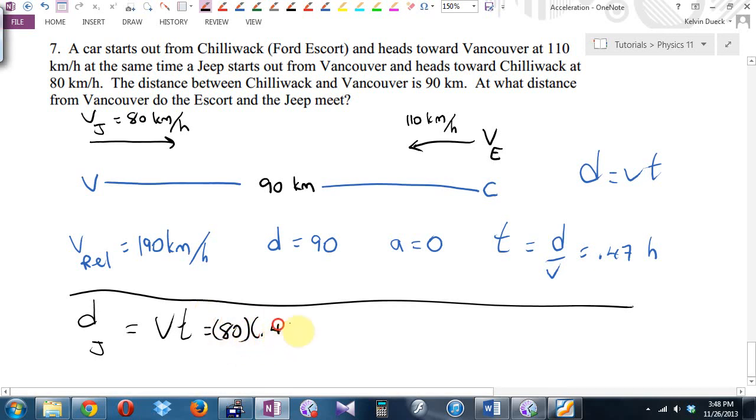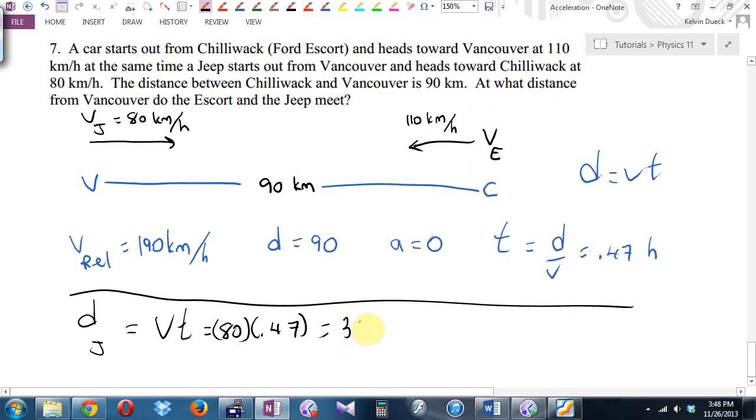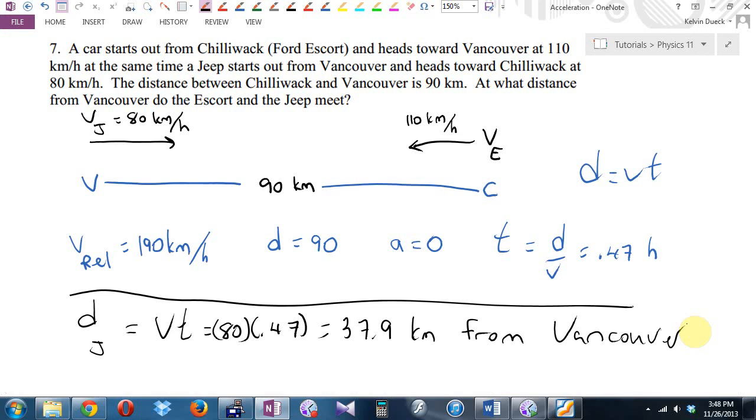Times 0.47 hours. This number times 80. You know what? It's going to be 37.9 kilometers from Vancouver. Or if I go 90 minus 37.9, that'll tell me how far we are from Chilliwack. Is that okay? Grant, you had a question?